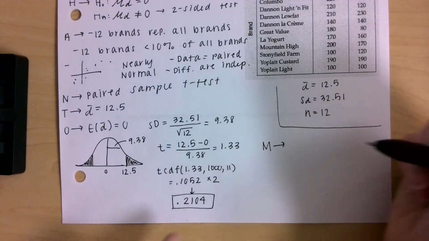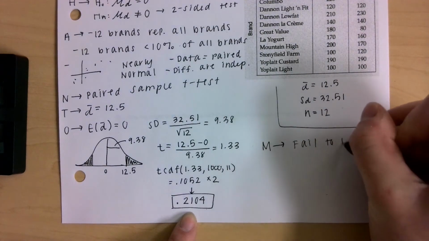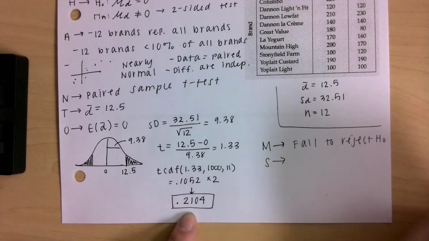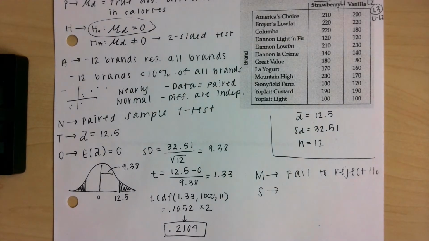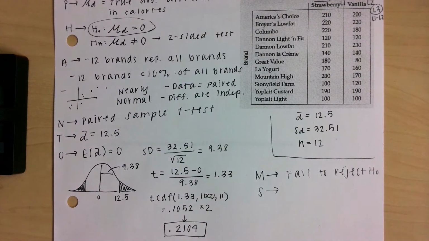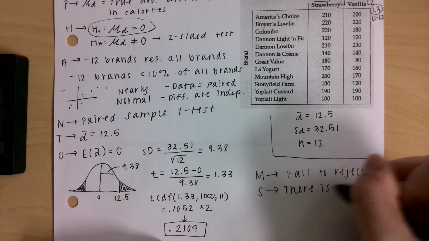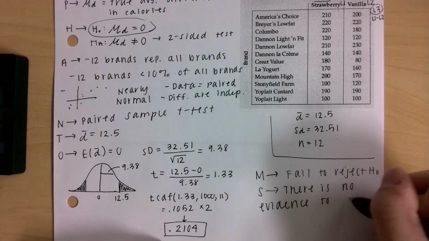Okay, M and S, because this p-value is quite large, I am going to fail to reject H naught. So I'm failing to reject this guy up here, which means I think that this is true. So at this point, I do not have evidence to suggest that there is any difference in calories between strawberry and vanilla yogurt.